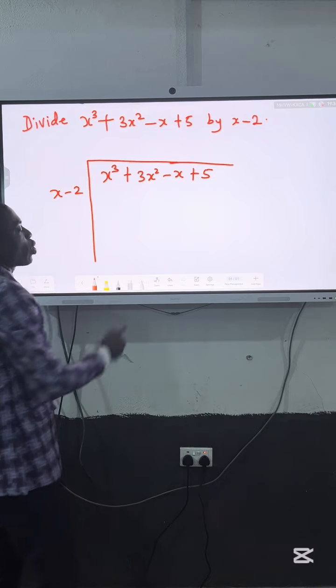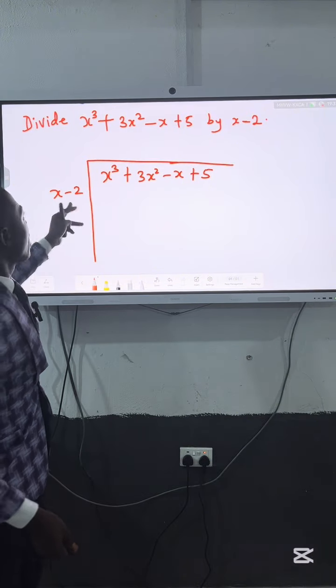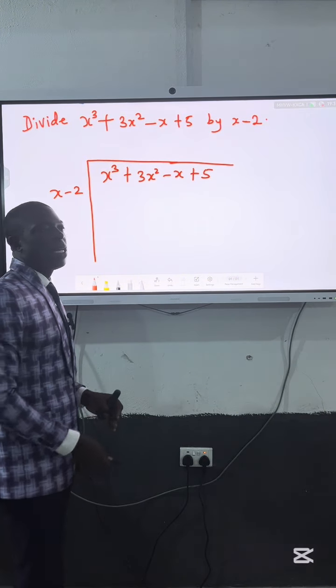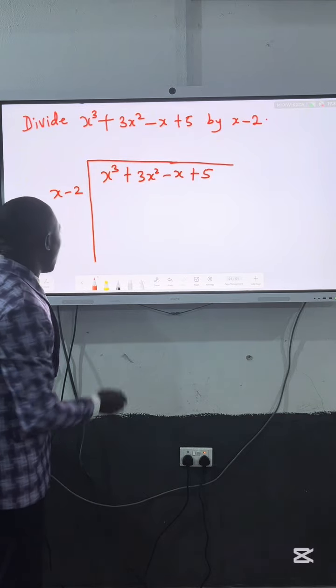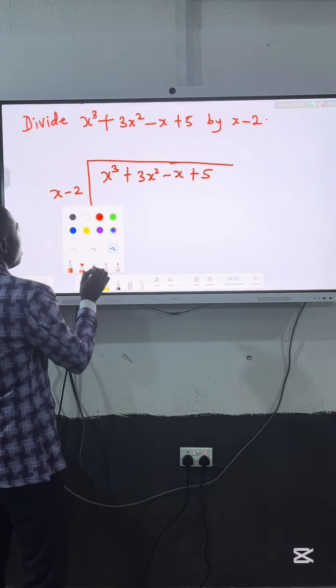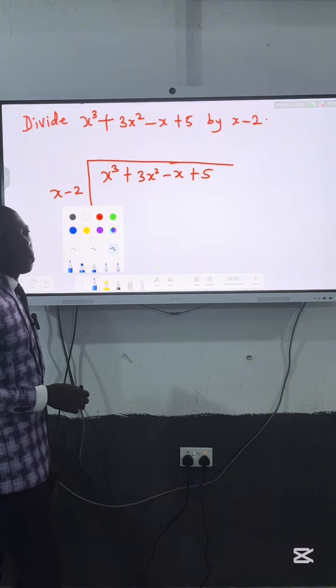The one inside is called the dividend. The one we have placed outside is called the divisor. The answer we'll be getting is called the quotient. It will be appearing up. So watch and be attentive as I take you through this division process.